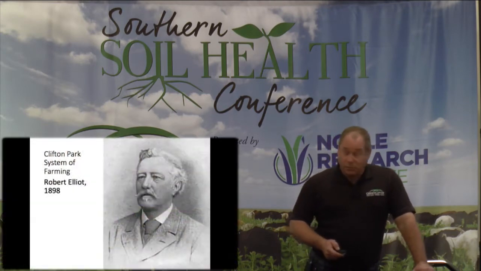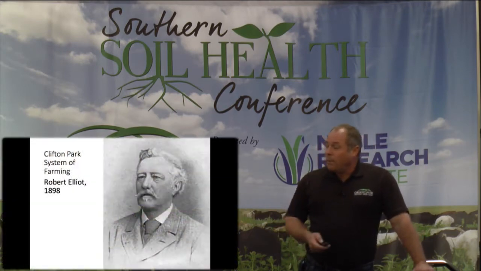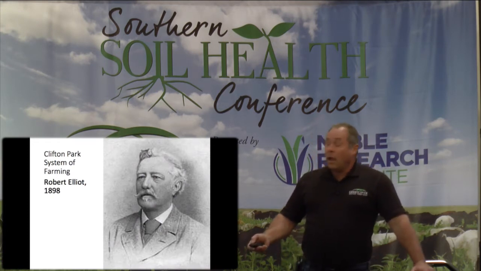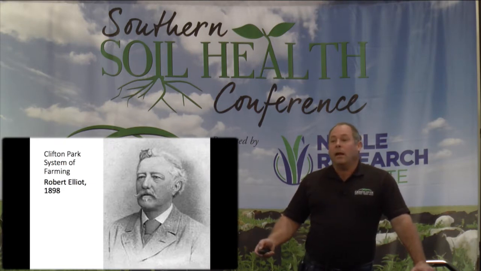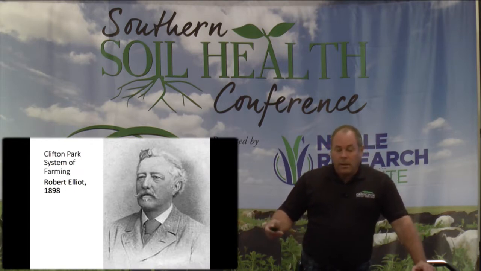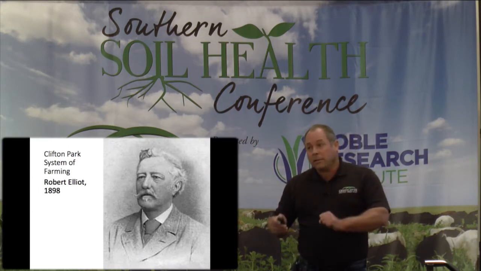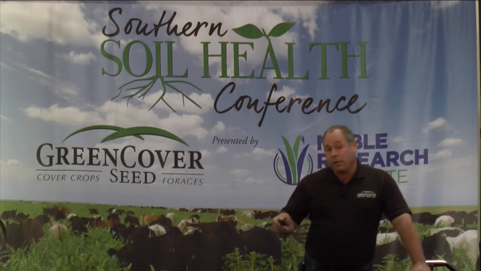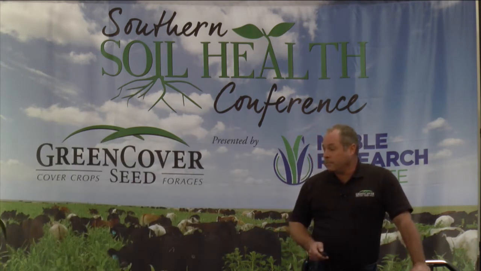Pliny the Elder in ancient Rome wrote about this. But one of the first modern writers to speak about it was a guy named Robert Elliott. He was in the UK, and he wrote a book called The Clifton Park System of Farming. You can find this book online in its entirety, and it's still very good reading. Now, one of the things that Robert Elliott really hammered on was not just planting grasses and legumes, but including a third component that we'll get to later, that he considered essential to the success of the system.